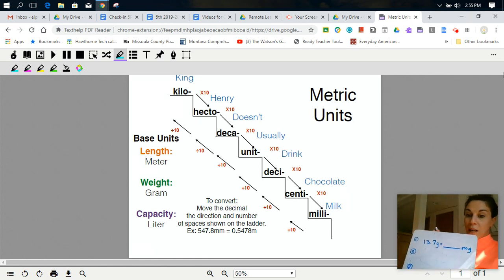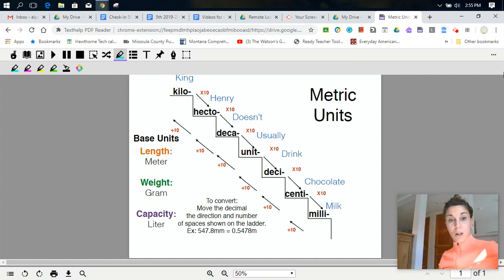The first thing I would do is code it. Remember when we're coding, we're just wondering, are we going larger to smaller? Am I going down the staircase and multiplying? Or am I going up the staircase, which would be smaller to larger and dividing? So let's code that. I'm going from gram, which is our basic unit, down to milligram. I'm at my basic unit, gram right here, and I'm going down 1, 2, 3 to milligram.